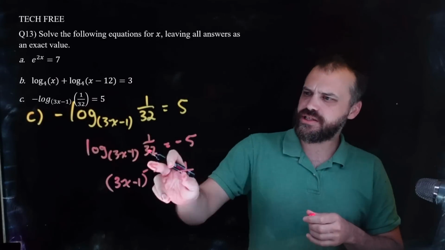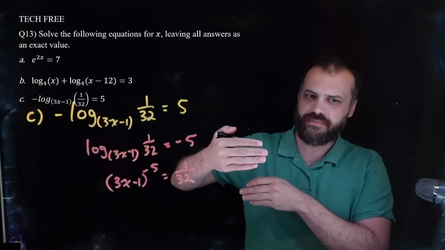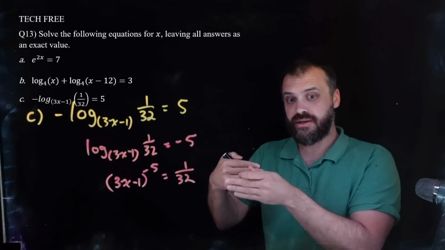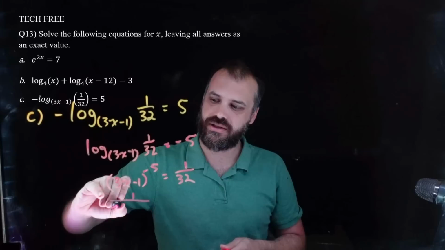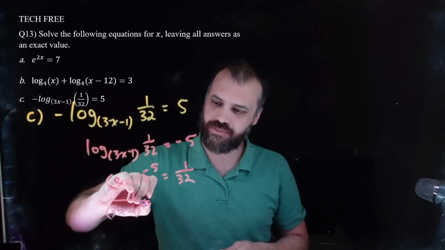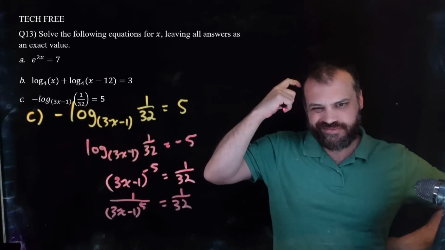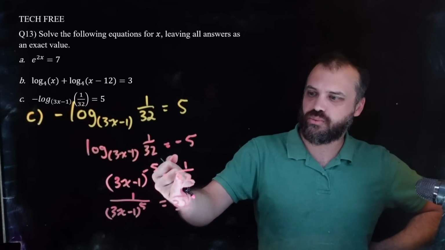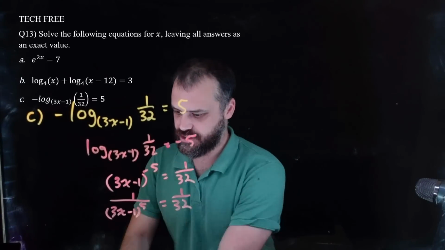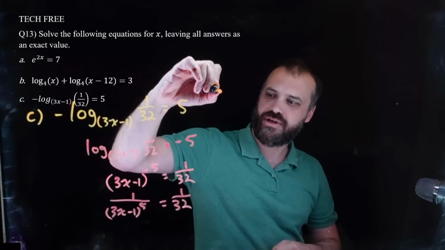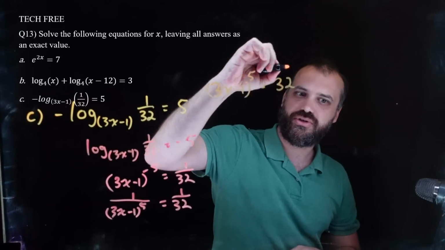Okay. It's being raised to a negative power, right? So that means that if you're raising something to a negative power, it's being raised to a positive power, but on the bottom of a fraction. So I could write this left-hand side as 1 over (3x minus 1) to the power of 5. And that's 1 over 32. All right, I've got 1 over this is equal to 1 over this, which means that this must equal this, right? So that means that (3x minus 1) to the power of 5 must be equal to 32.